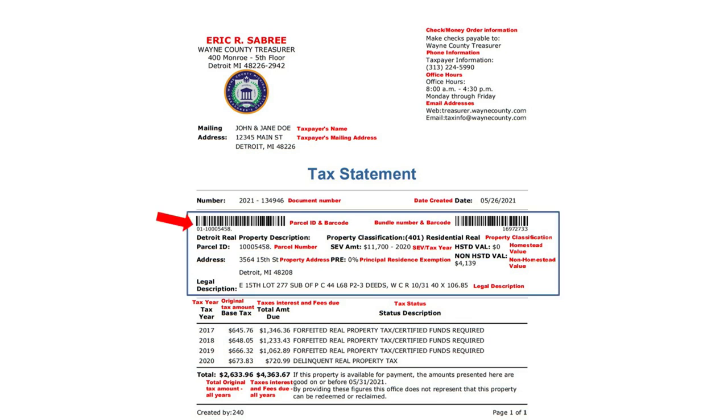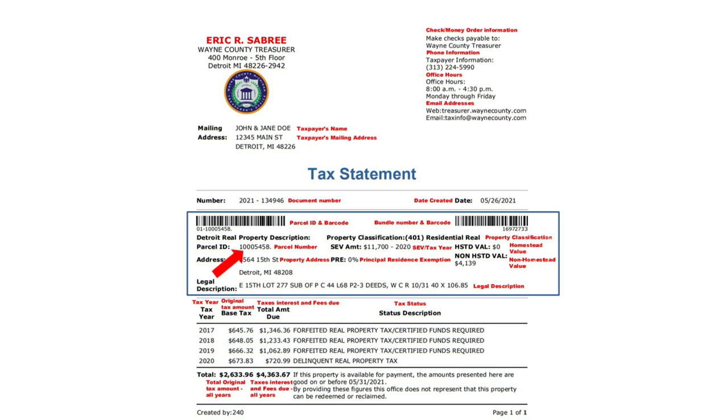The next section has multiple fields. The first barcode represents the parcel number, and the parcel number is below the barcode. The second barcode represents the bundle, and the bundle number is below the barcode. Below the bundle barcode is the property classification. This is a classification that is created by the local assessor's office and lets us know if the parcel is residential, commercial, industrial, or agricultural.